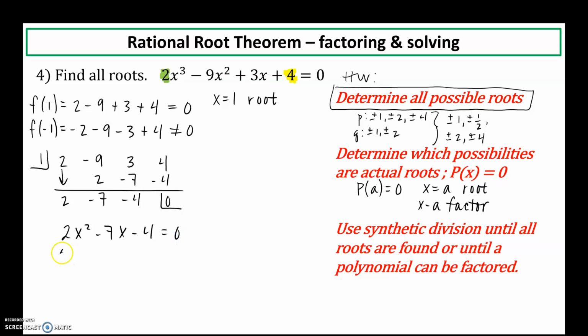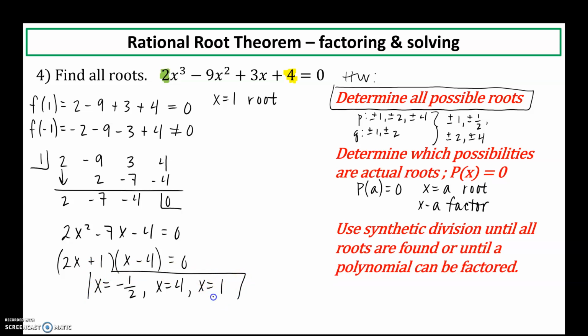So now let's factor this. So there are factors of negative 4 that add to negative 7. So negative 8 plus 1 would give me negative 7. So my two other roots would be negative half and positive 4, in addition to the positive 1 that we found. Okay, so that's how we use it. You have to find 1, and then from that 1, we just continue until we've factored and or found all the roots.